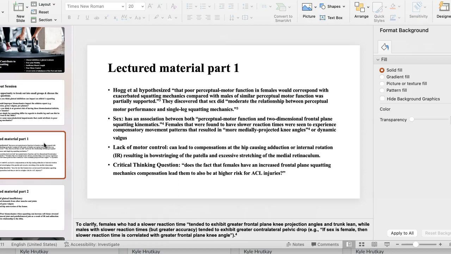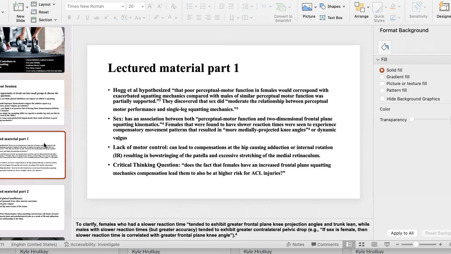The hypothesis was partially supported. So they discovered that sex did moderate the relationship between perceptual motor performance and single leg squatting mechanics. Essentially, whether male or female, they did note that sex did have an association between both perceptual motor function and two-dimensional frontal plane squatting kinematics.